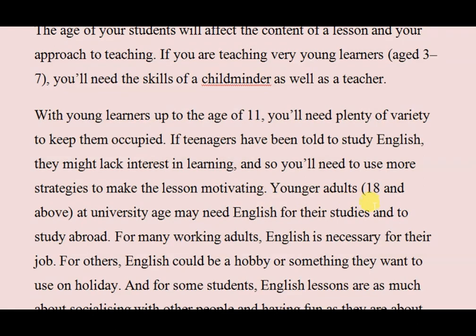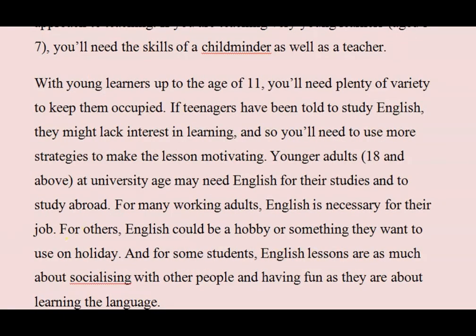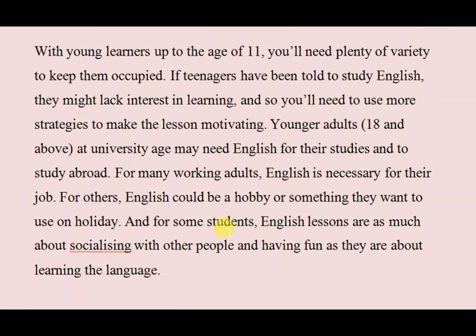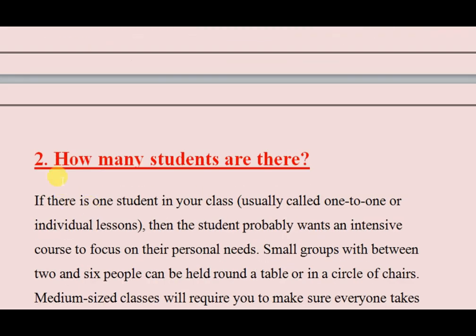Younger adults, 18 and above, at university age may need English for their studies and to study abroad. For many working adults, English is necessary for their job. For others, English could be a hobby or something they want to use on holiday. And for some students, English lessons are as much about socializing with other people and having fun as they are about learning the language.